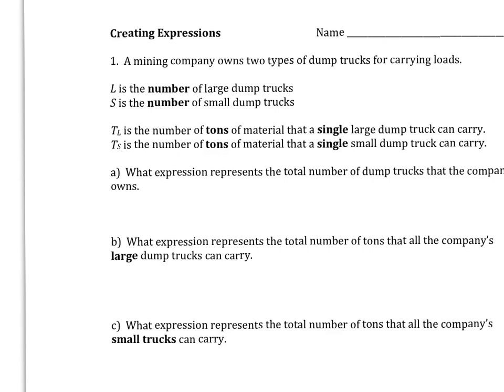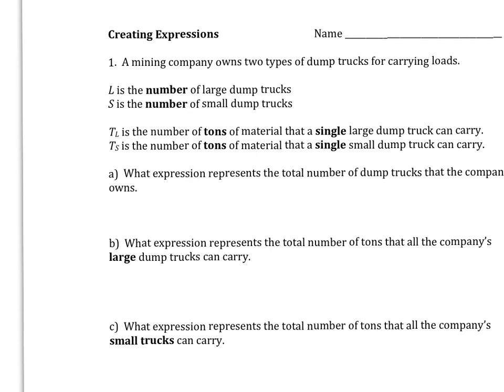Okay, so let's go through these problems. So we have that L represents the number of large dump trucks, S the number of small dump trucks, T sub L is the number of tons of material that a single large dump truck can carry, T sub S the number of tons of material that a single small dump truck can carry. We don't know whether L and S are equal to each other. We have no reason to assume that they are.